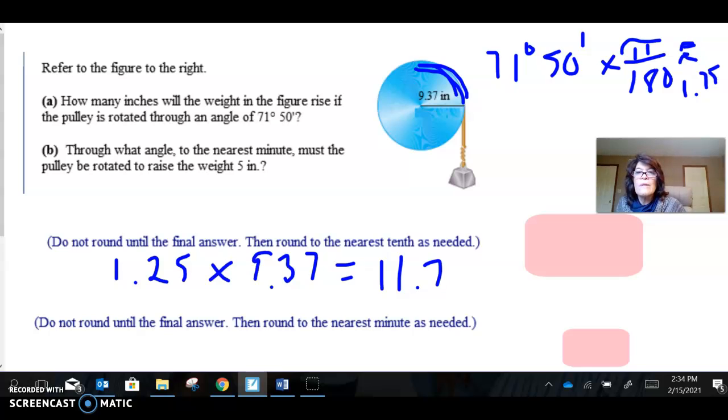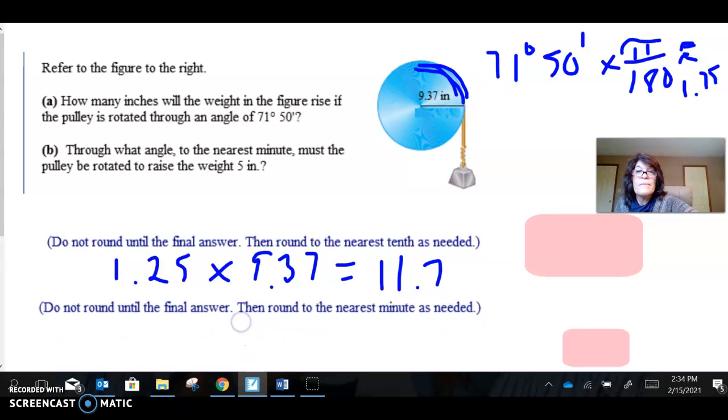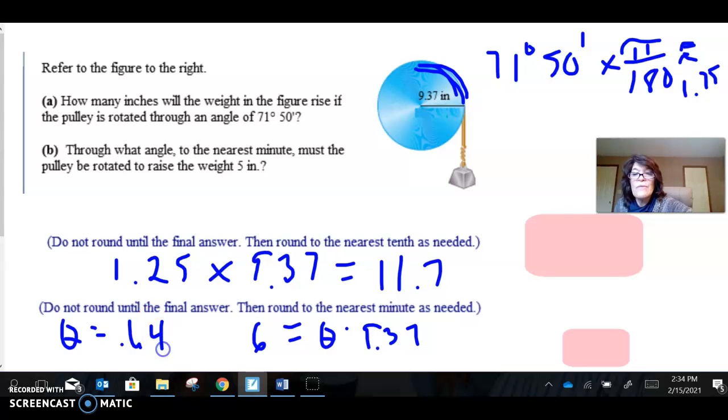Through what angle must the pulley rotate to raise the weight 6 inches? Okay, so now I want the arc length to be 6. So I have 6, okay, arc length equals theta times the radius. So I'm going to take 6 divided by 9.37, and that gives me 0.64. But that's in radians. It's said to the nearest minute. So I'm going to have to take 0.64 times 180 over pi.